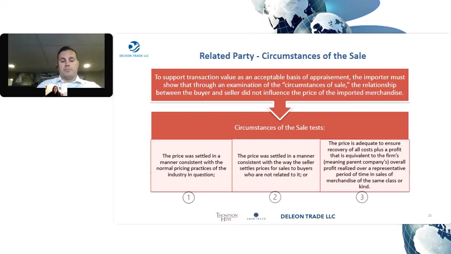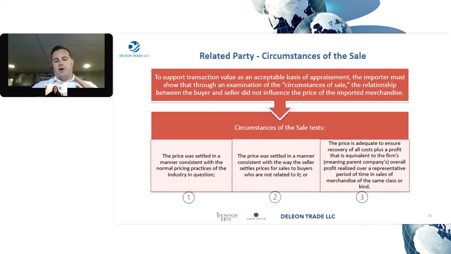One being the price was settled in a manner consistent with the normal pricing practices of the industry. That one's sort of like a 2-pronged test. The first test is like, say, I settle my value based on the London Metals Exchange value as of 30 days from the date of exportation. That's sort of like a consistent industry pricing practice, and it's based on an exchange that's outside the control of the 2 parties in the transaction. That would be acceptable for customs purposes.